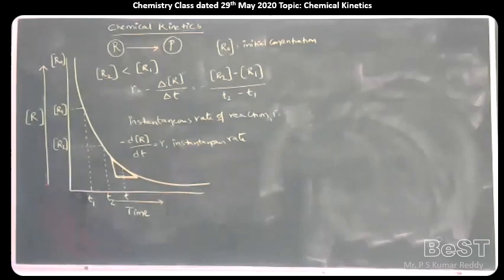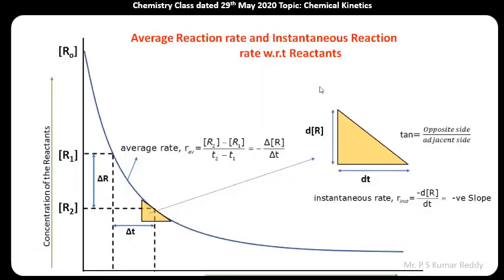Here on the screen also you can see the graph representing the same thing. How we are calculating the average rate of reaction, and how we are calculating the instantaneous rate of reaction by using the graph.